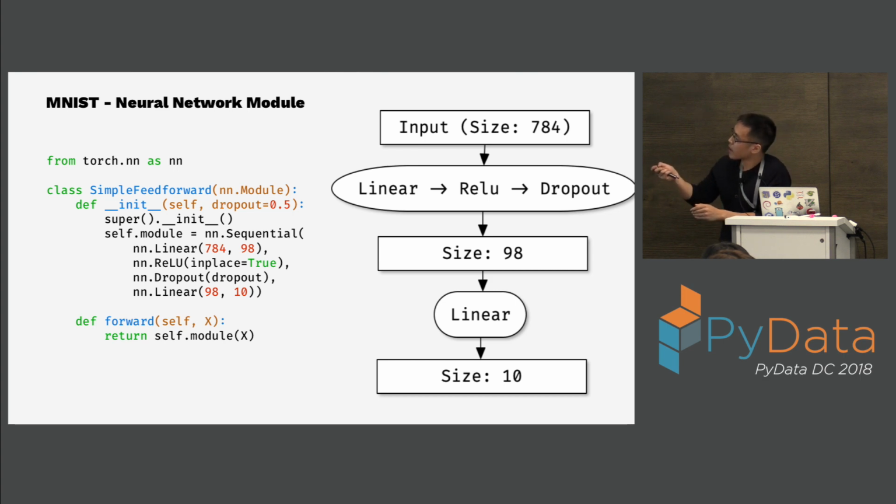Notice that my init method has a dropout parameter. Okay, it's equal to 0.5. I'll come back to this in a moment.